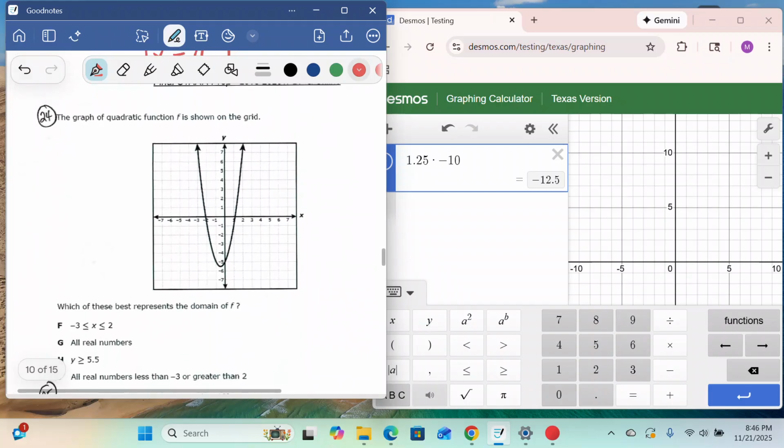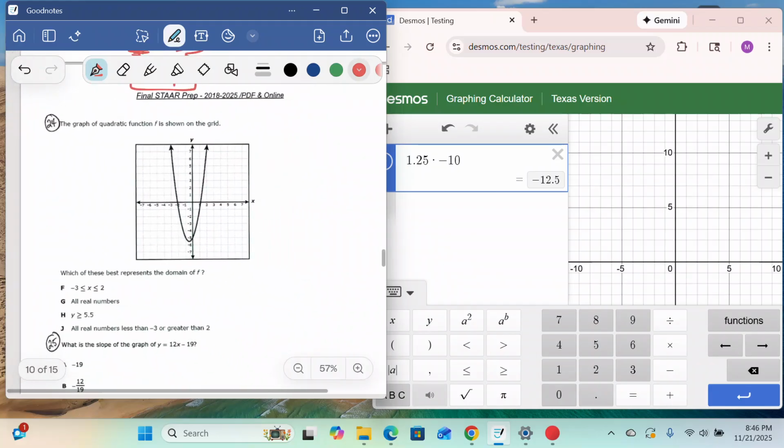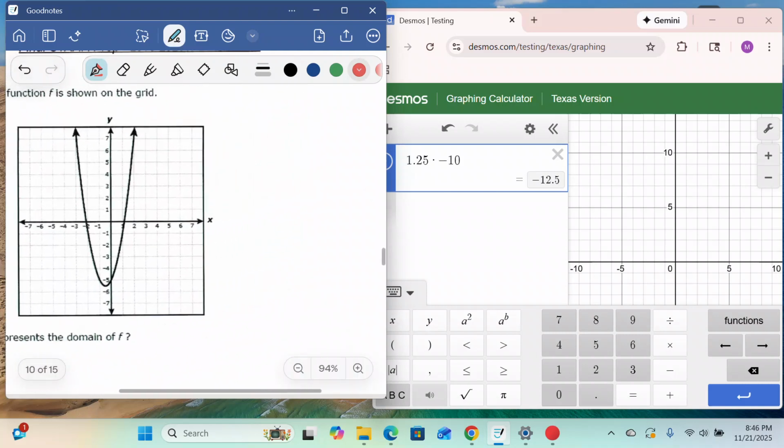The next one we're going to deal with is number 24. It says, which best represents the domain? So the domain, we have to make sure we understand what domain is. Our domain is our x values. So in blue, I'm going to circle my domain. It's all my x values.